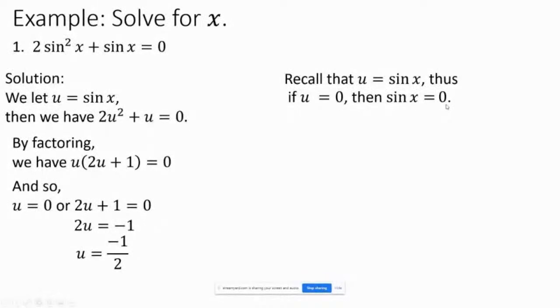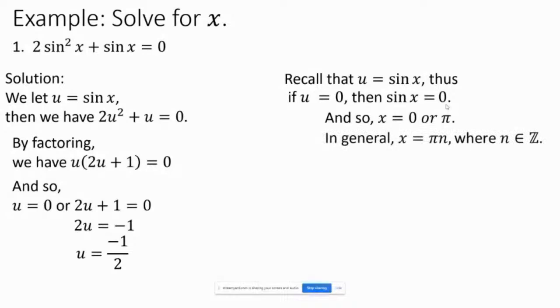Okay? So, kailan ba nagiging 0 si sin? Diba? Kapag nakay 0 siya or nakay pi. Tama po? Pwede ring 2 pi. Okay? For the closed interval between 0 to 2 pi. So, 0, pi or 2 pi. So, anong general solution niya? In general, so it could be pi n, where n is any integer.